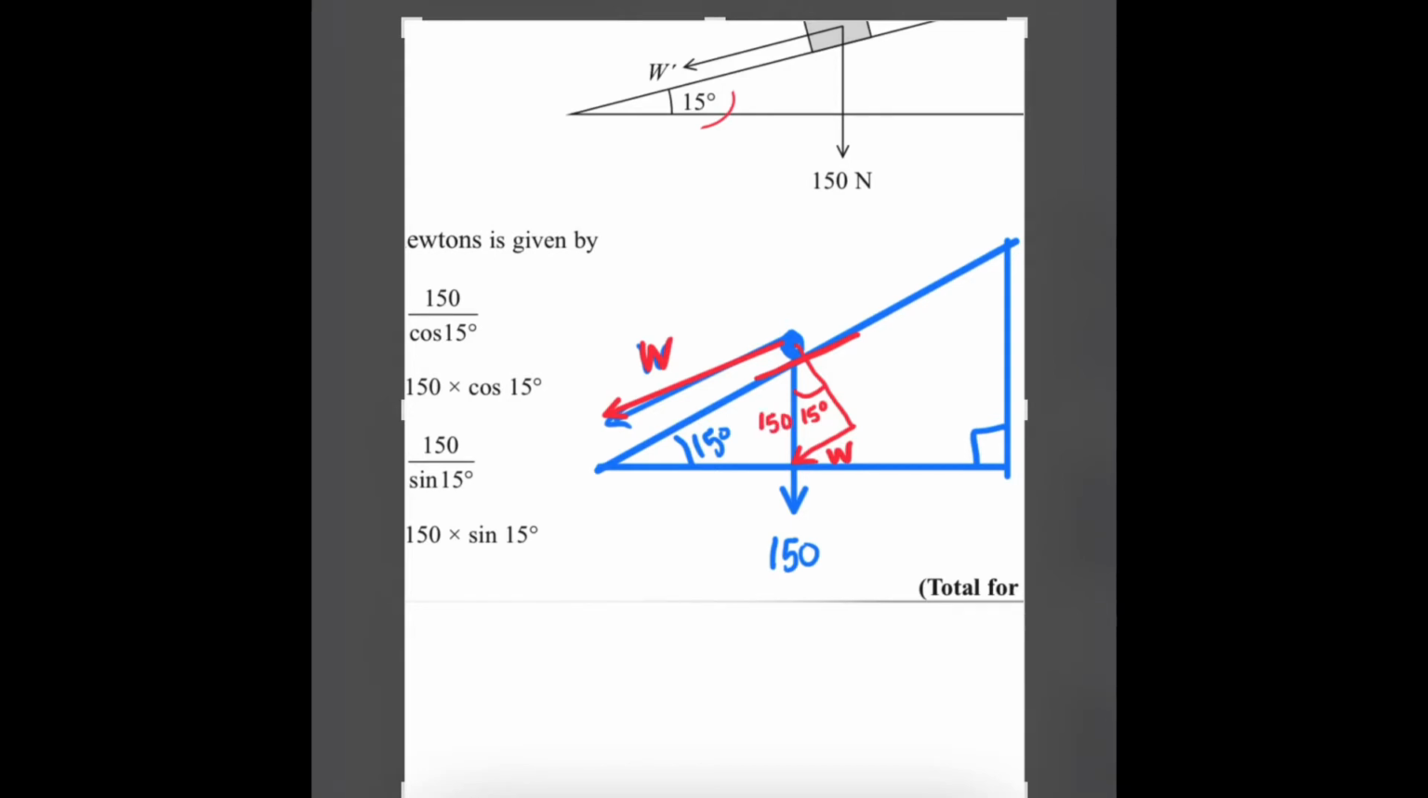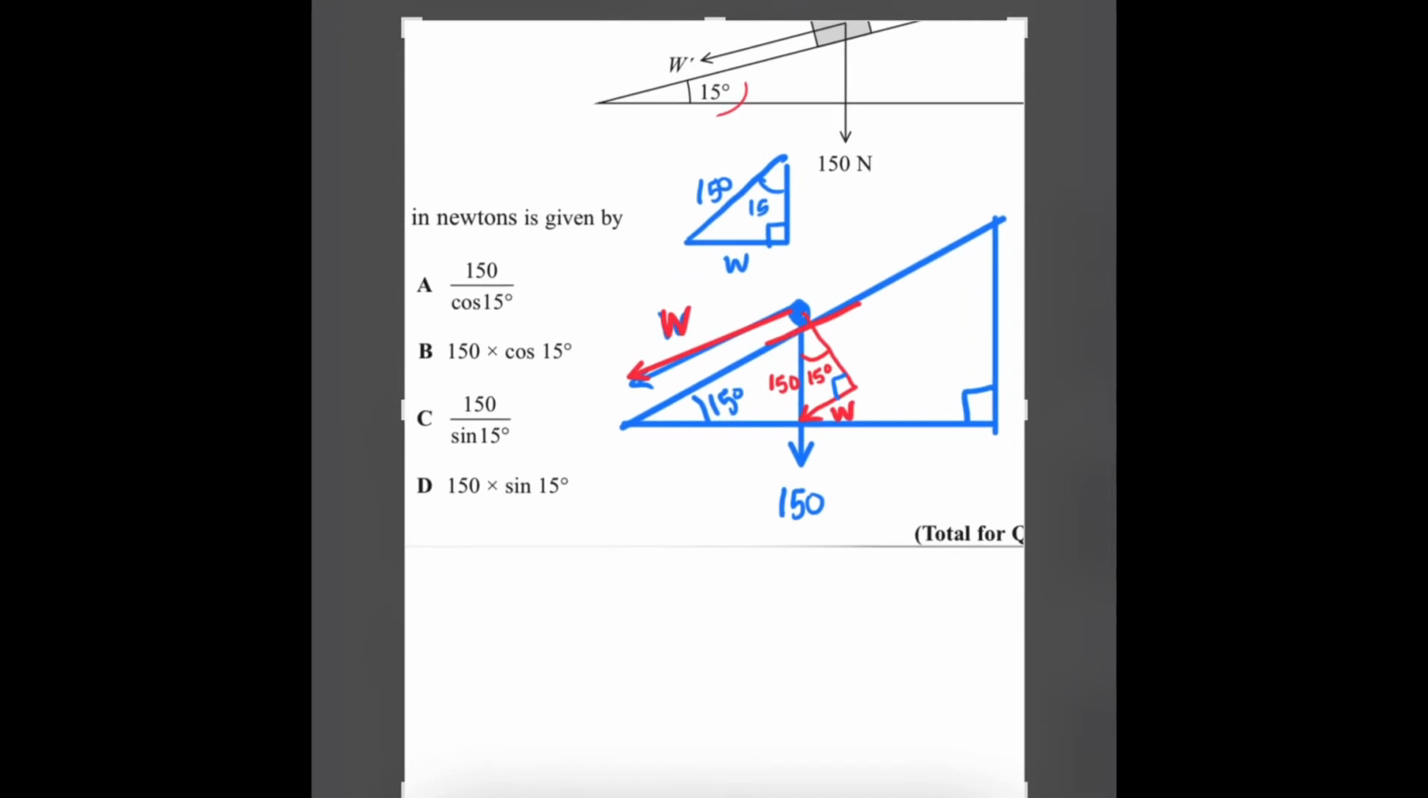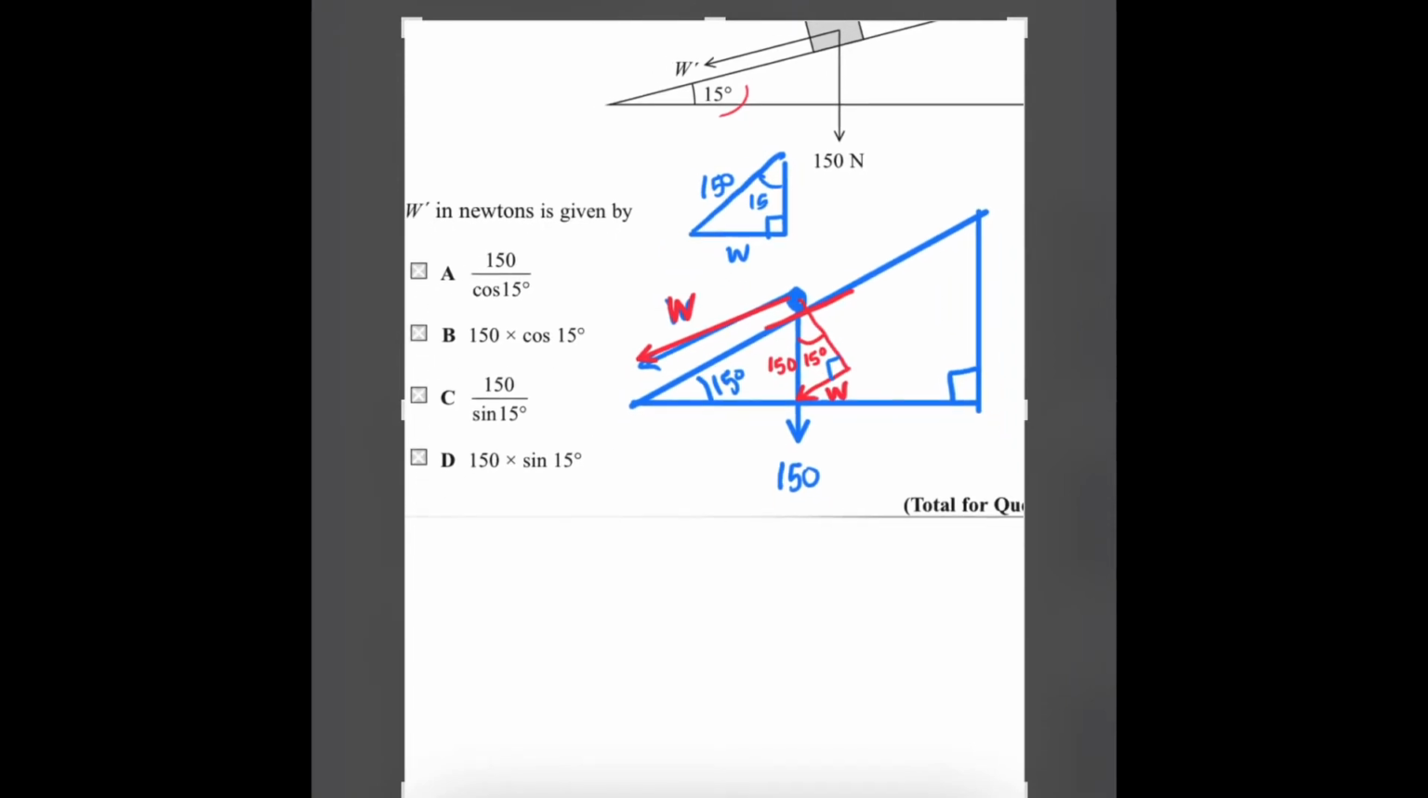So basically we have a right angle triangle here. The right angle triangle is basically like this. We have 15 degrees here, the hypotenuse which is 150, and the opposite side is W. So sine 15 is equal to opposite by adjacent, right? Opposite is W and adjacent is 150.